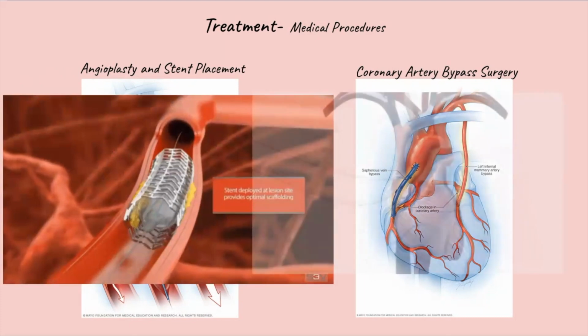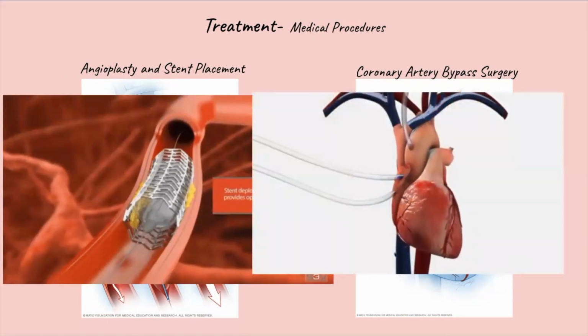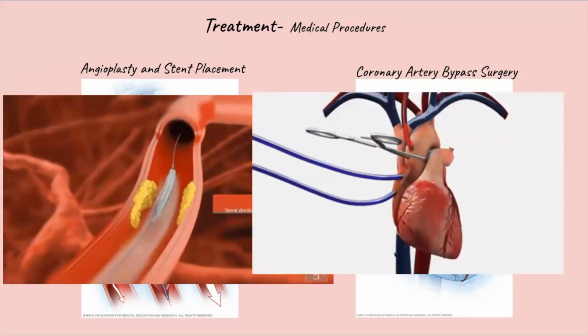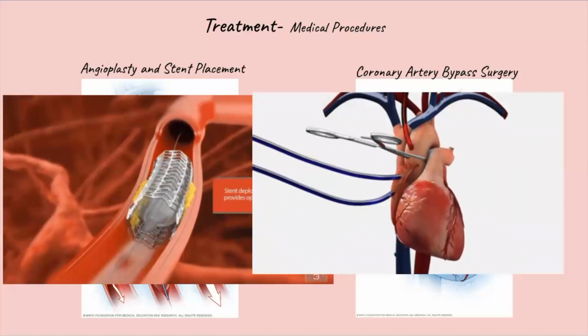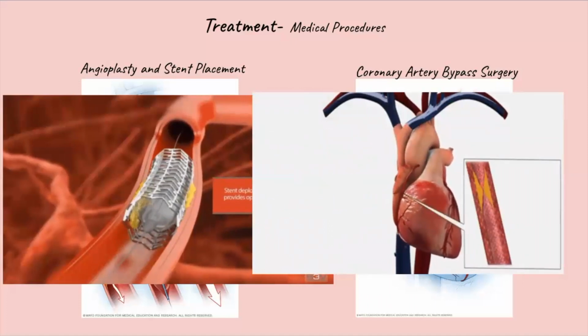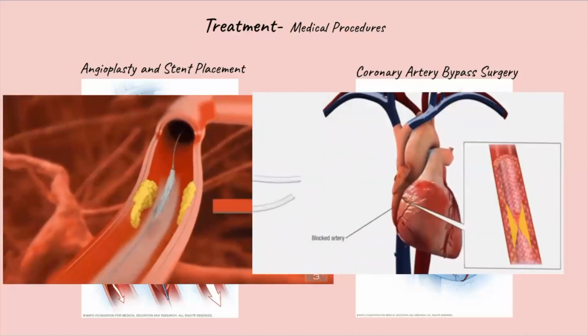And as for coronary artery bypass surgery, it is usually performed when a patient has multiple narrowed coronary arteries. A graft is created using a vein from other parts of the patient's body in order for blood to bypass the blocked or narrowed coronary arteries.